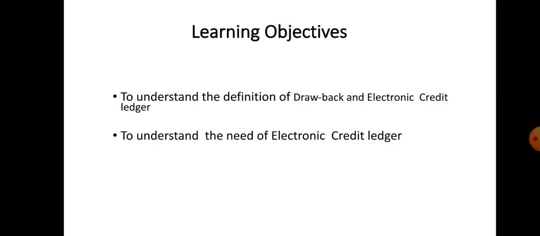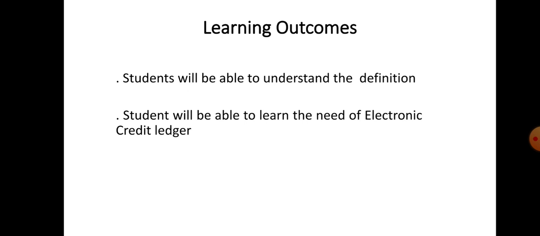We'll see the terms that we are going to discuss today under the definition chapter, that is the definition of drawback and the electronic credit ledger. The learning objective is to understand the definition given under the GST Act 2017 for drawback and ECL, that is electronic credit ledger, and also to understand the need of the electronic credit ledger. The outcome is that it helps students understand the definition in depth and also learn the need of the credit ledger used by the suppliers.